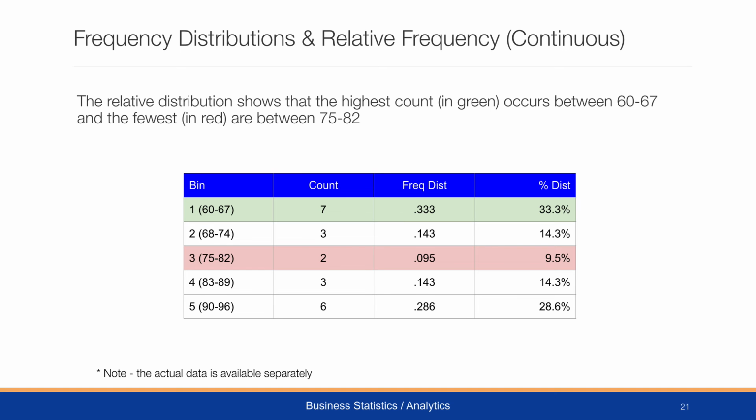The relative distribution shows that the highest count, which we've highlighted in green, occurs between 60 and 67. Maybe the students didn't do so well on this one. And the fewest are between 75 and 82. And it's showing kind of like a dip here in the middle. We can see how it starts at 33 high, then 14, then 9, then 14, 28. So I can see there's a wide range of students' grades here from the very low to the very high.